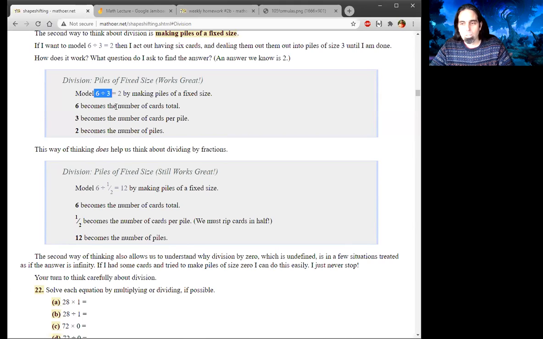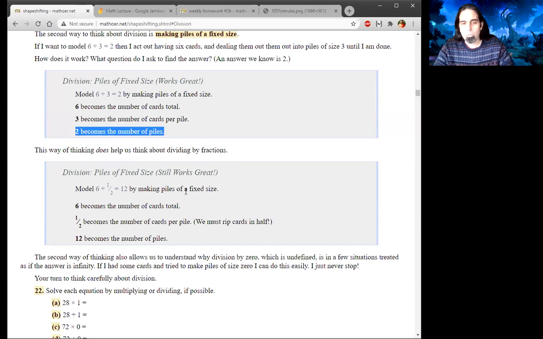So I deal out 1 pile, 1, 2, 3. I deal out another pile, 4, 5, 6. I'm out of cards, so I stop. And my answer, the 2, come on, there we go. The 2 answer, that's now the number of piles. Things have switched from where they were before.